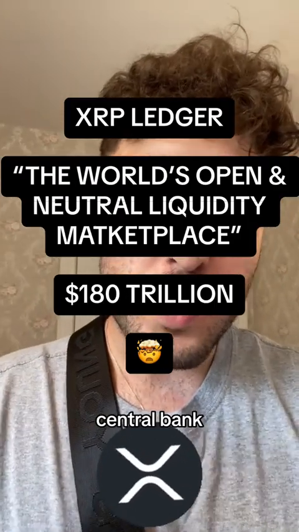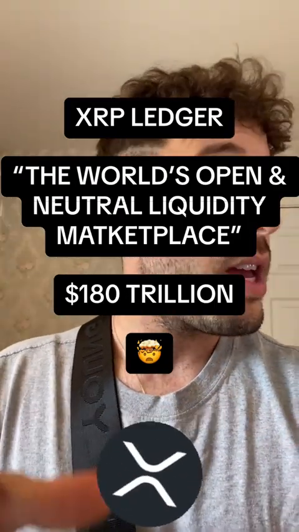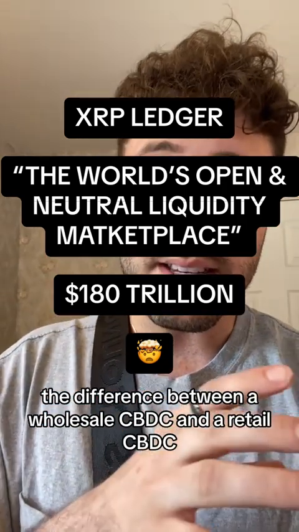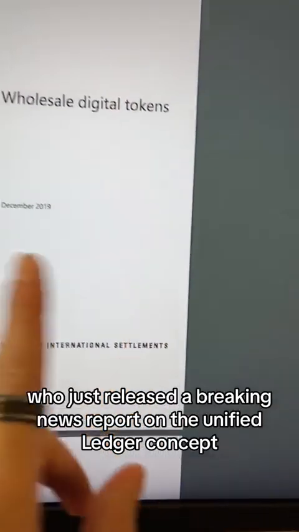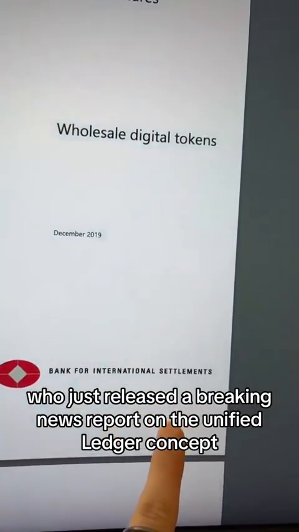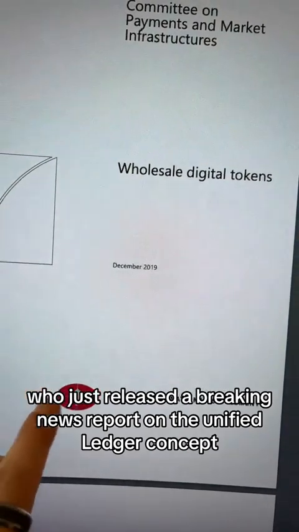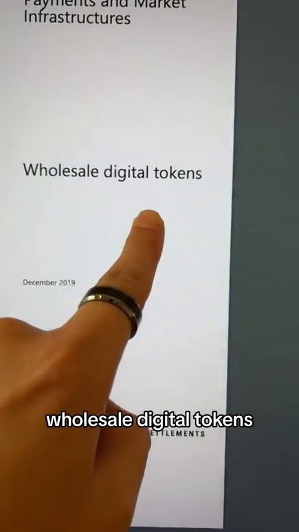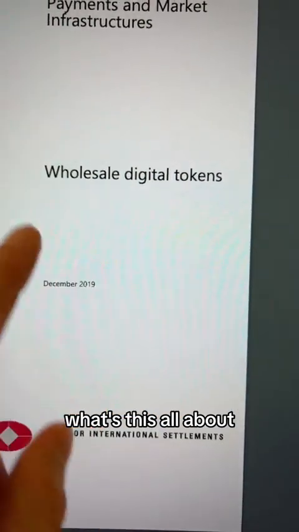Smoking guns, central bank digital currency news. The difference between a wholesale CBDC and a retail CBDC. We're going to dive straight into it. We have from the BIS, who just released a breaking news report on the unified ledger concept, this from back in December 2019: Wholesale digital tokens. What's this all about? Let's dive into it.